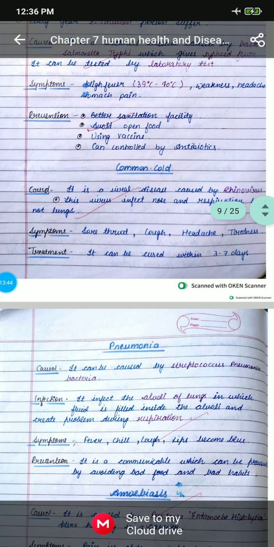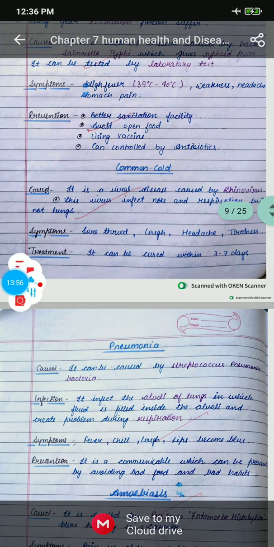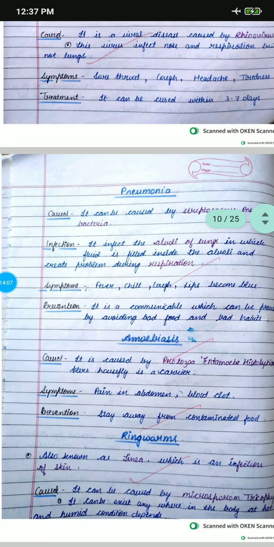And then the common cold. It is caused by a viral disease, rhinovirus. The virus infects the nose and respiratory part, not the lungs. Symptoms are sore throat, cough, headache and tiredness. Treatment: it is cured within 3 to 7 days. That is the common cold.